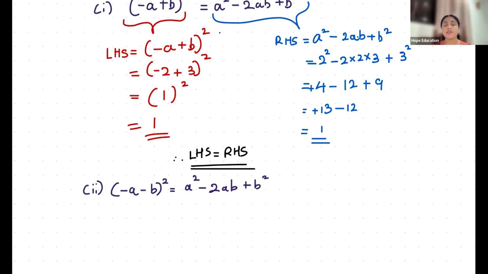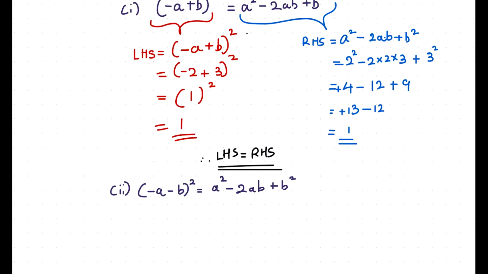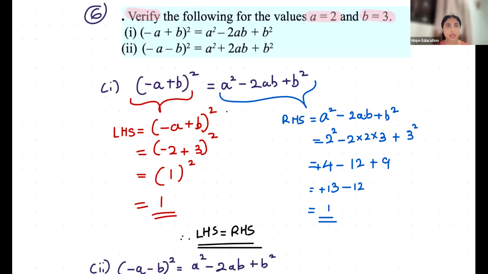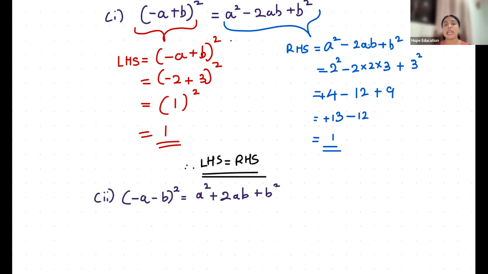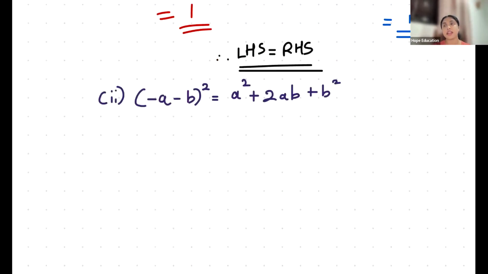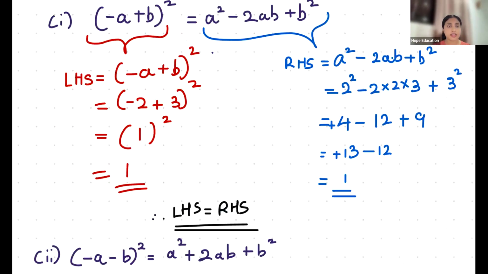Okay, so again we have to verify. Plus 2ab. Sorry? Plus 2, no? Yeah, plus 2. Yes, I'm sorry. Plus 2, okay. Again, we have to verify means that we have to check if the left-hand side and right-hand side are equal for these values. A is 2 and B is 3. All right, let's start.